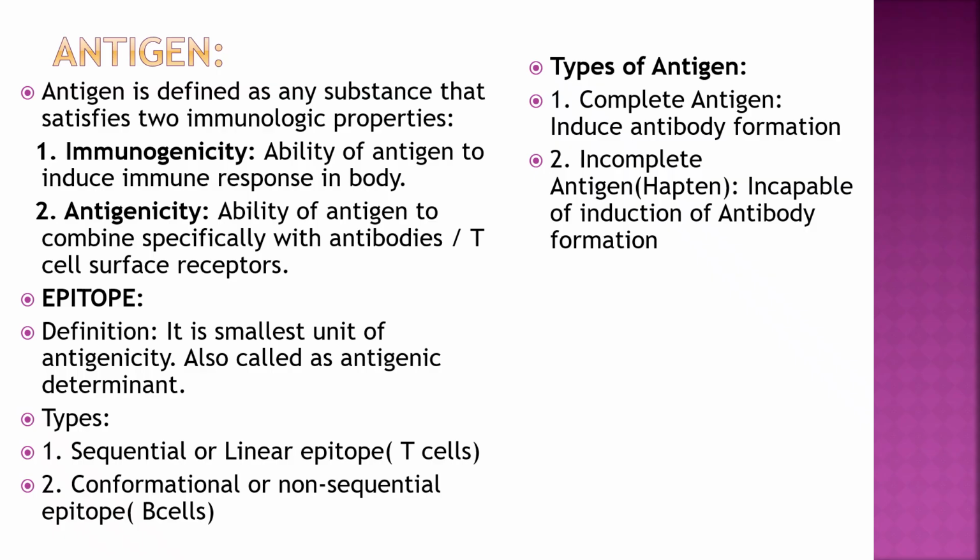Hello students, today we will have a lecture on antigen. So now we will see the definition of antigen. Antigen is defined as any substance that satisfies two immunological properties, that is immunogenicity and antigenicity. What is immunogenicity? It is the ability of an antigen to induce an immune response in the body. And what is antigenicity? It is the ability of an antigen to combine specifically with antibodies or T cell surface receptors.